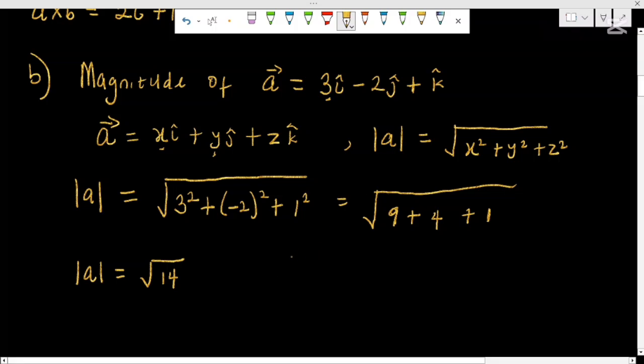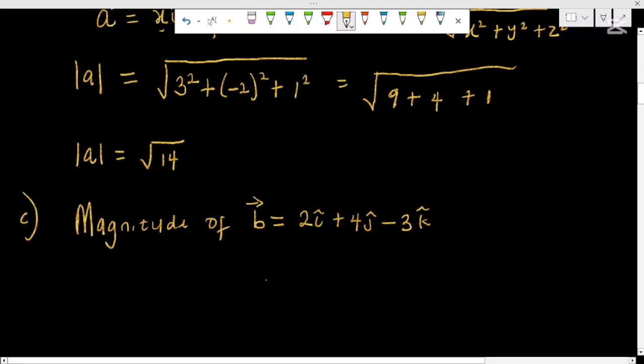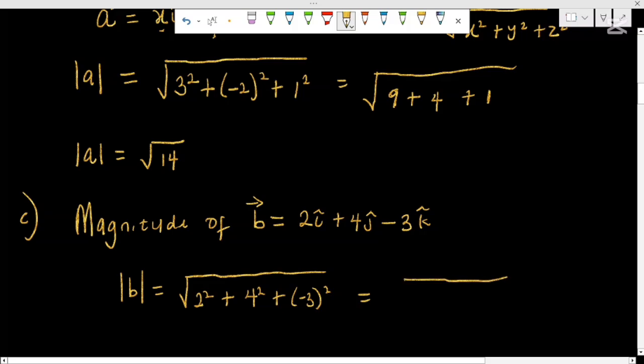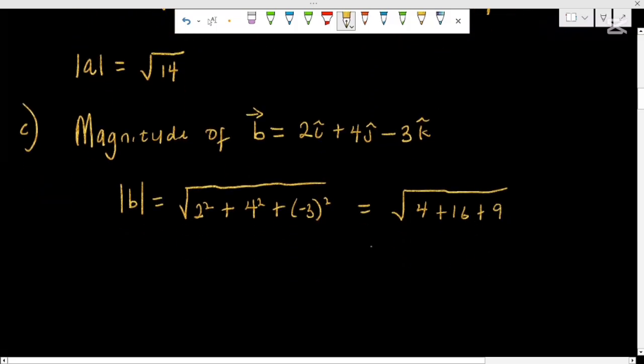So let's quickly look for the magnitude of B. Just like what we did earlier, the magnitude of vector B will simply be 2 squared plus 4 squared plus minus 3 squared. And this will simply give us 2 squared, that's 4. Here, 4 squared, that's 16. Minus 3 squared, that's 9.